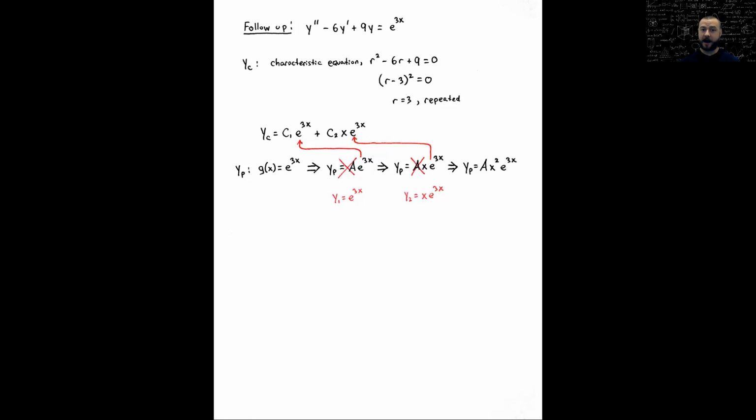All right, now I'd like you to pause and go through, solve for this final choice of yp, A x squared e to the 3x. Give yourself maybe 2 minutes to see if you can solve for the value of A. We'll check in about 2 minutes.